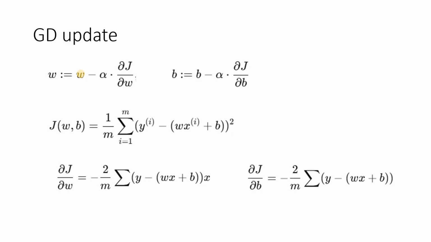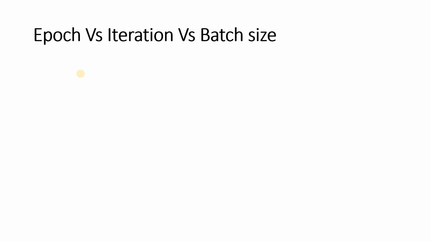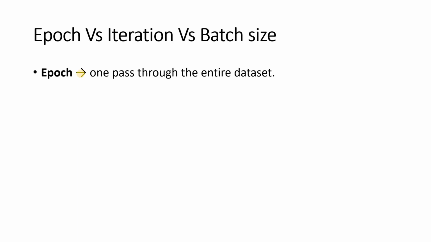Before we start with the implementation video, there are three terminologies I want to introduce. What are those three terminologies? They are epoch, iteration, and batch size. What do you mean by epoch? Epoch is nothing but one time I'm passing through the entire data set. That refers to epoch. On the other hand, iteration refers to one parameter update.